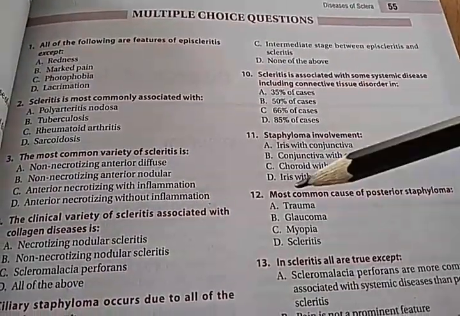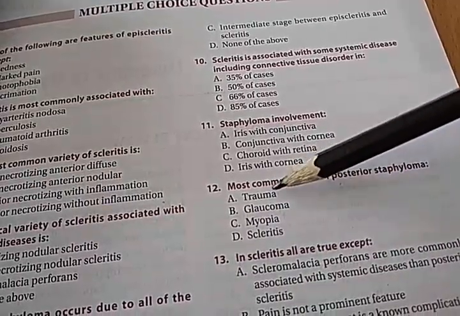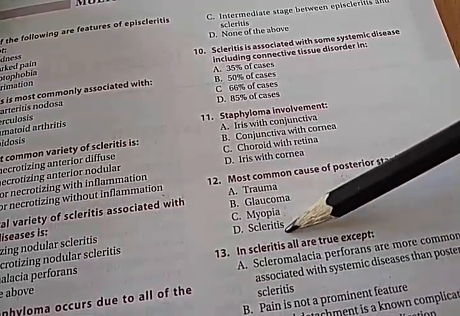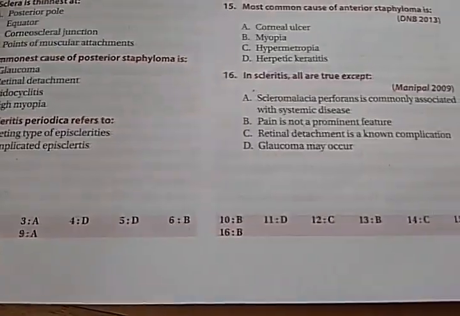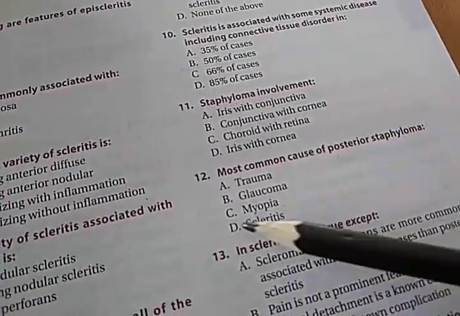Randomly choose any question here. Most common cause of posterior staphyloma. What do you think the answer is? Trauma, glaucoma, myopia, scleritis. What do you think the answer is for 12? For 12, the answer is C. So, the most common cause of posterior staphyloma is myopia.